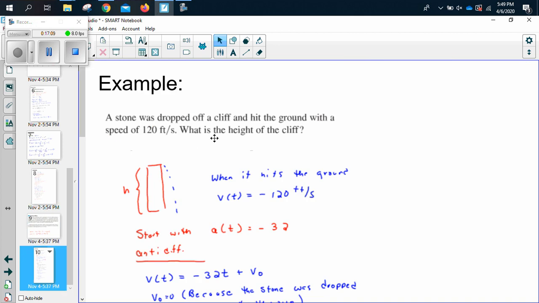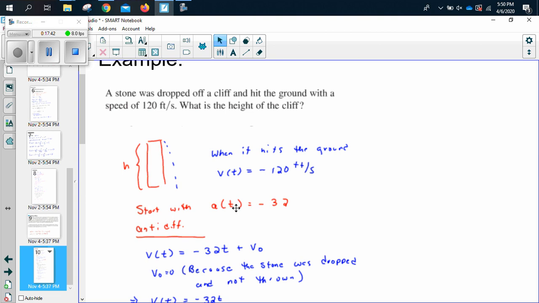A stone was dropped off a cliff and hit the ground with a speed of 120 feet per second. What is the height of the cliff? Okay, so it's thrown off the cliff, and we want to know the height of that cliff. Now, it's given a speed that it hit the ground, and if it's falling, the velocity is going to be negative, so the velocity would be negative 120 feet per second. Now, the acceleration is just due to gravity, so it's negative 32.